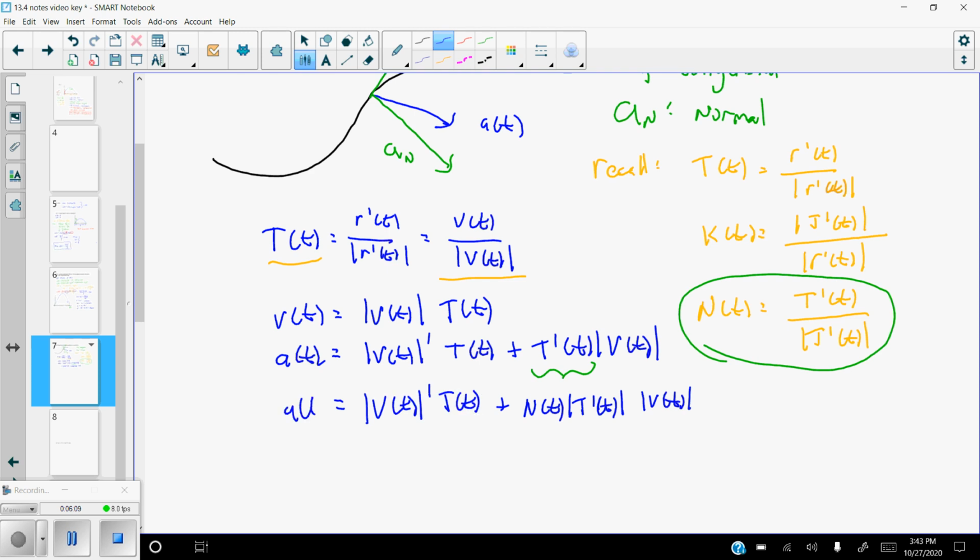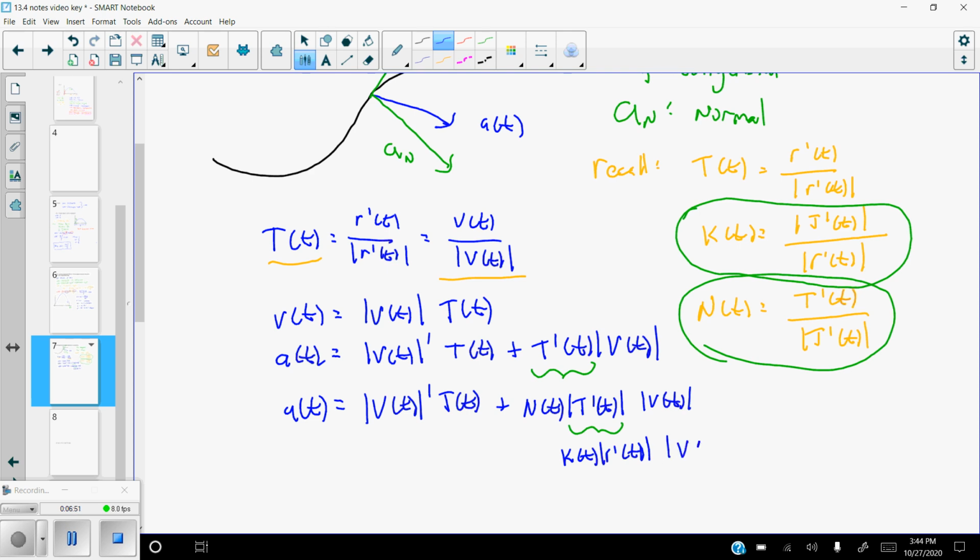And all that still equals a of t. And we're going to do one more substitution here, which is kind of why we needed all these things. We know that the magnitude of T prime of t, we can actually solve for that one in this equation right here. If you multiply both sides by the magnitude of r prime of t, it is going to be k of t times the magnitude of r prime of t. So now we're going to get this piece to be k of t, magnitude r prime of t.